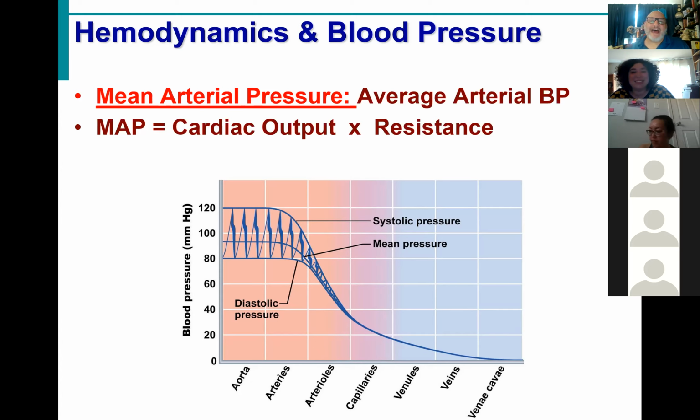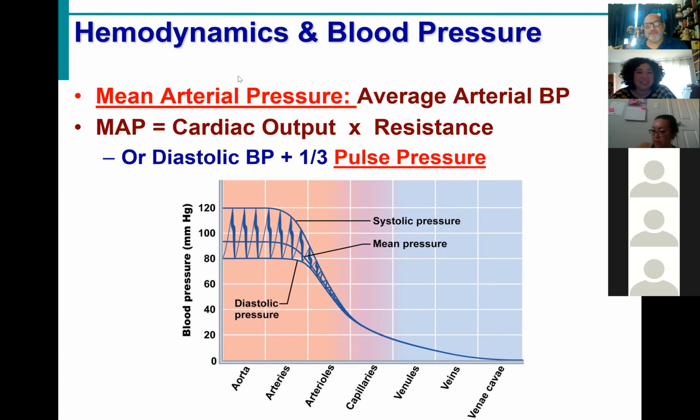Luckily for us, we have a better way to figure out the mean arterial pressure. And that is to take our diastolic pressure. And for our typical person here, what is our diastolic pressure? 80. Excellent. And from that, we add 1/3 of our pulse pressure.